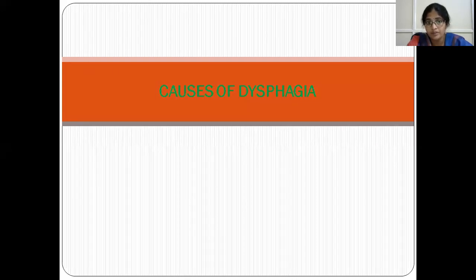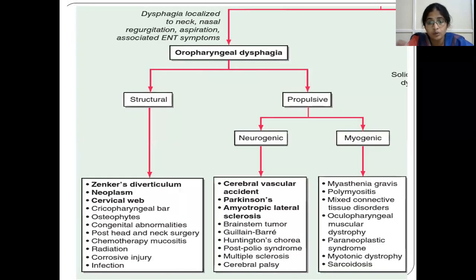What is propulsive dysphagia? Propulsive dysphagia is due to abnormality in the peristaltic movements and abnormality in the sphincter relaxation. The causes of dysphagia are again divided into oropharyngeal dysphagia and esophageal dysphagia. The oropharyngeal dysphagia is again divided into structural and propulsive. Structural dysphagia is due to a luminal obstruction. Propulsive is due to abnormalities in the peristalsis or abnormality in the relaxation of the sphincter.